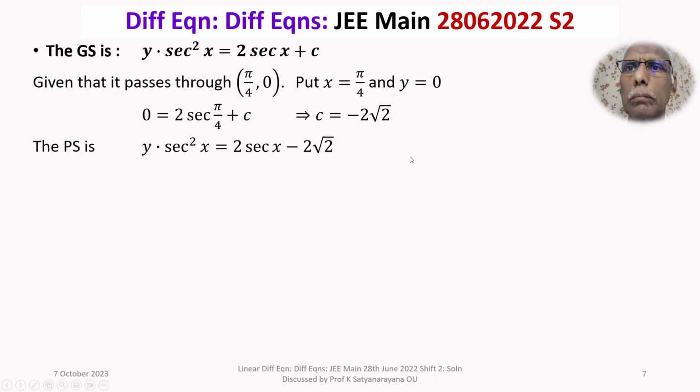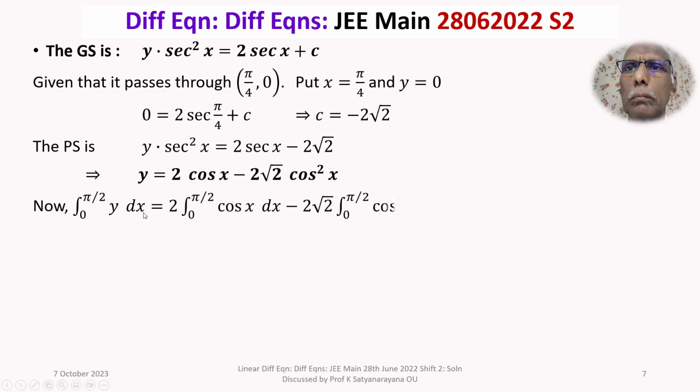Now what is to be done? You have to integrate y dx. So for that we obtain y. So multiply throughout by cos square x. So y is equal to 2 secant x cos square x, which is 2 cos x, minus 2 root 2 into cos square x. Now the integral from 0 to pi by 2 of y dx, that is what is required to find. So that is equal to 2 times the integral from 0 to pi by 2 of cos x, the first term, minus 2 root 2 times the integral from 0 to pi by 2 of cos square x dx.